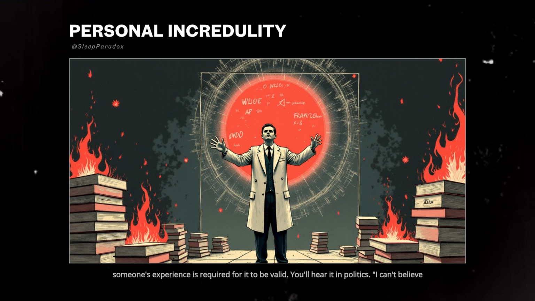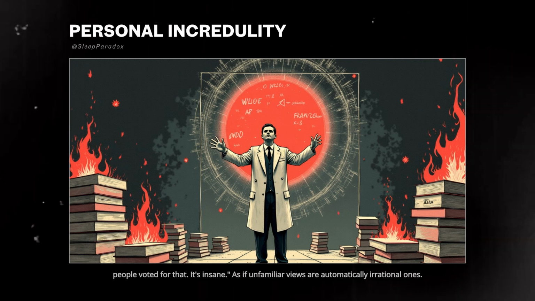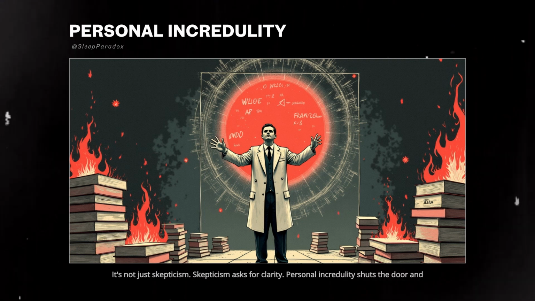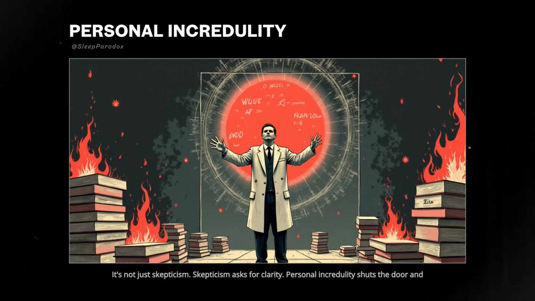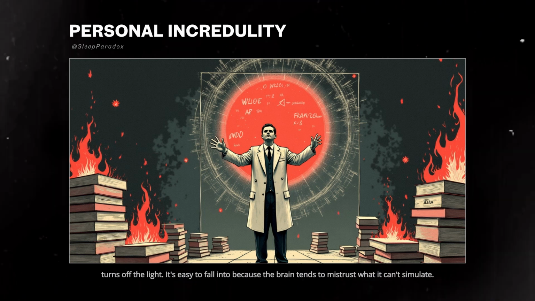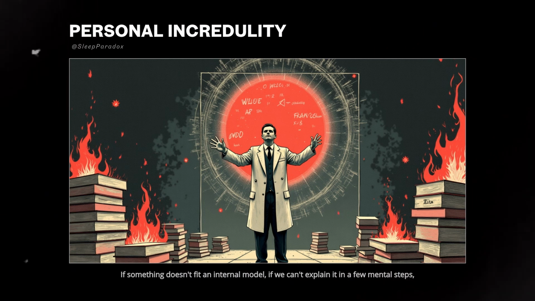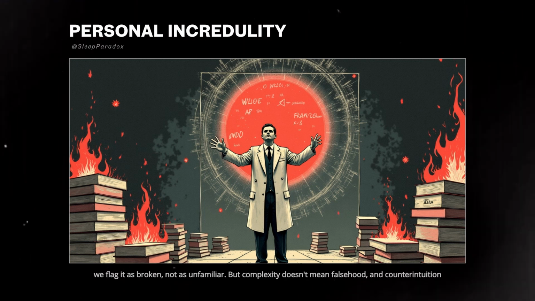You'll hear it in politics. "I can't believe people voted for that. It's insane," as if unfamiliar views are automatically irrational ones. It's not just skepticism. Skepticism asks for clarity. Personal incredulity shuts the door and turns off the light. It's easy to fall into because the brain tends to mistrust what it can't simulate. If something doesn't fit an internal model, if we can't explain it in a few mental steps, we flag it as broken, not as unfamiliar.